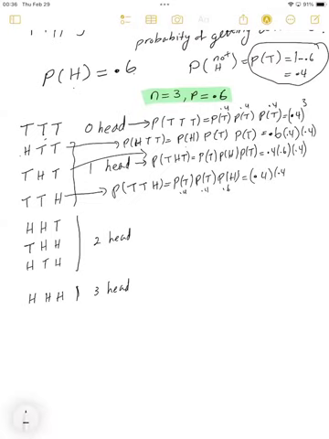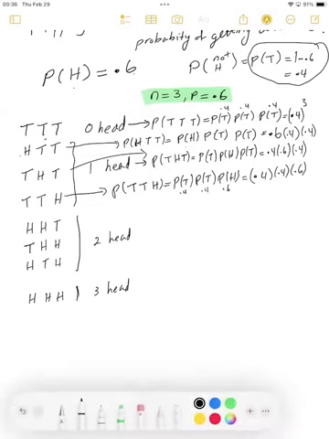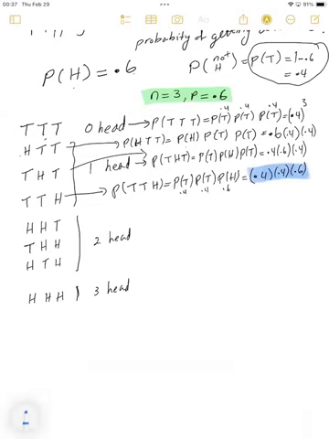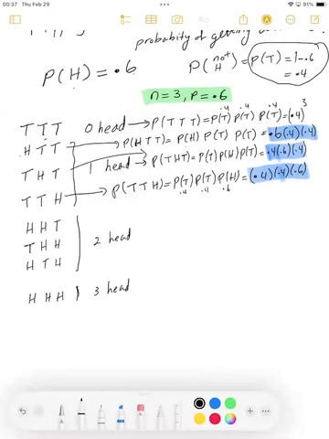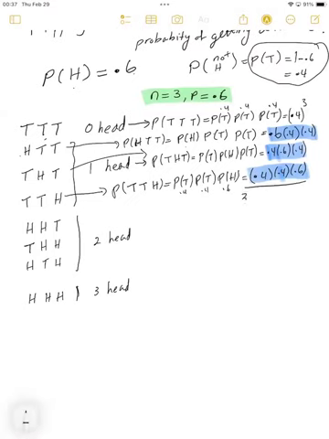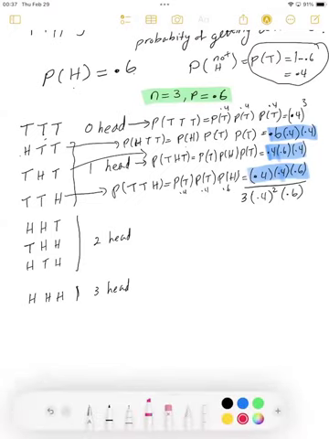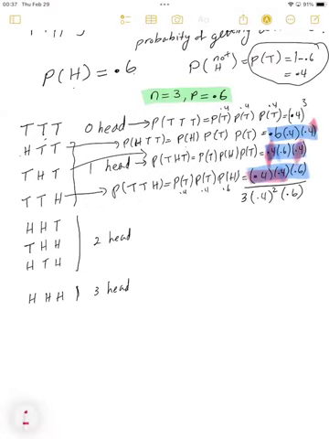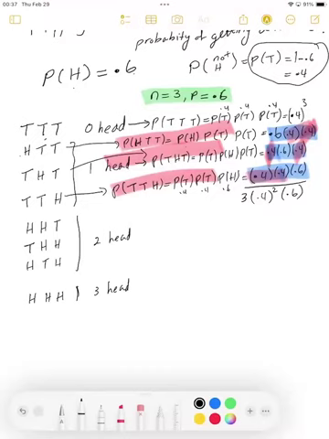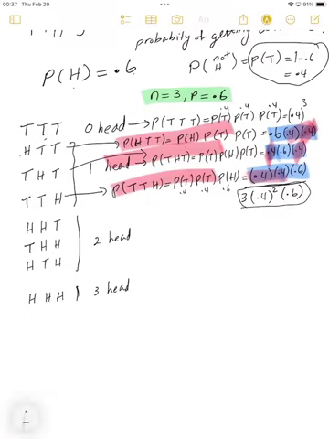I don't know if you have noticed all three of these. In each one, you have two 0.4s and one 0.6. So you have three kinds of the same thing: 3 times 0.4 to the power 2 times 0.6. Because here you have these two 0.4s, and the same for the first one. So all three of these have two 0.4s and one 0.6, so you have three of them. And if you multiply these together, you will get an answer.